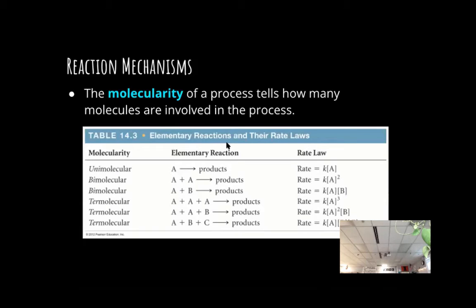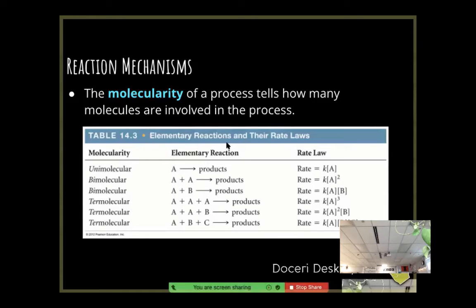When you're looking at a reaction mechanism, you can identify each of the steps by what's called their molecularity. So this tells us how many molecules are involved. This is a little different, because it's not just how many different molecules, it's how many total molecules. So if something only has one reactant, we call that unimolecular. If it has two molecules that have to react, and this could be two of the same, or it could be two that are different, we call that bimolecular.